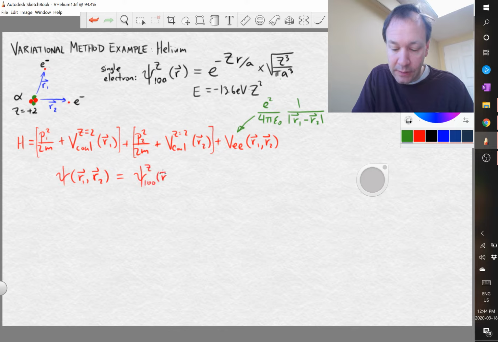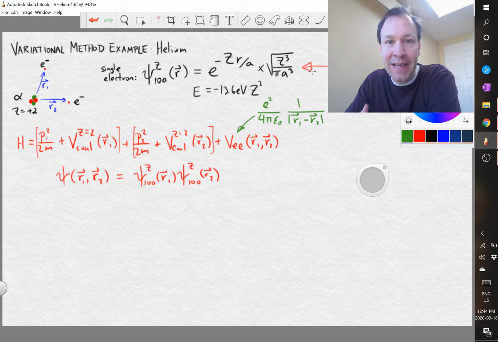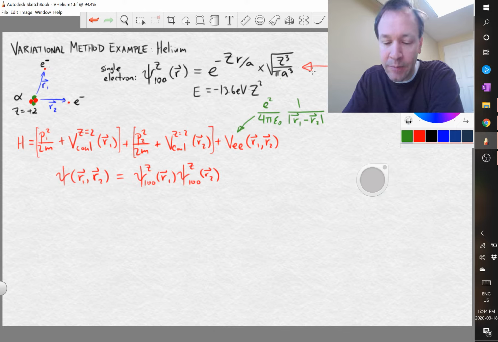psi100 of r1, psi100 of r2, where this is just the wave function that you would have for a single electron in a helium plus ion. So that psi100 is this one. It's just like the ground state wave function for hydrogen, except we have this factor of Z that takes into account the fact that we have charge Z in the nucleus. For helium, we have Z equals 2. Okay, so this is going to be an important wave function for us when we're applying the variational method.